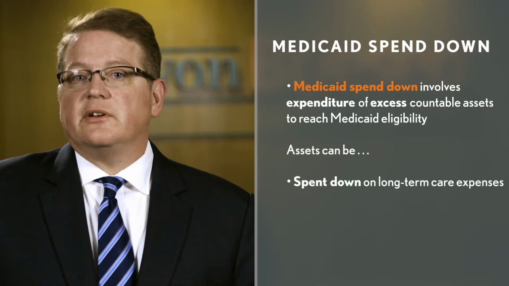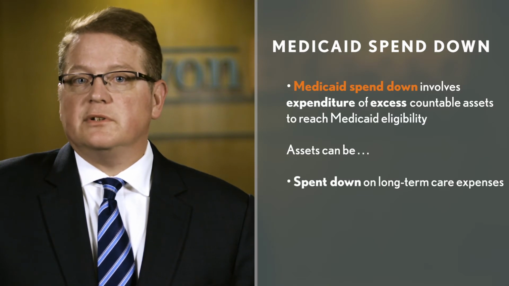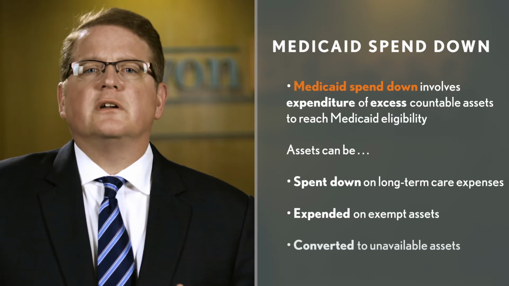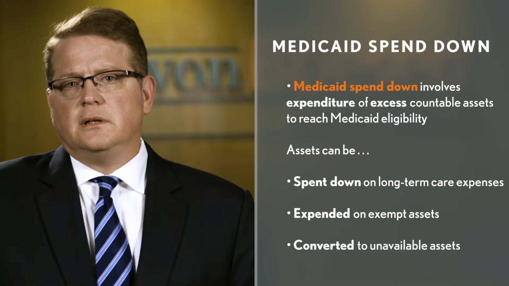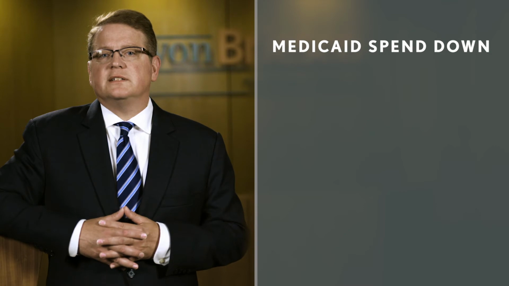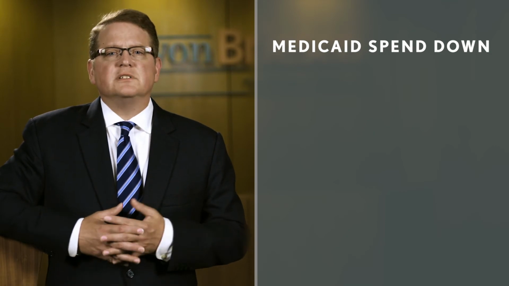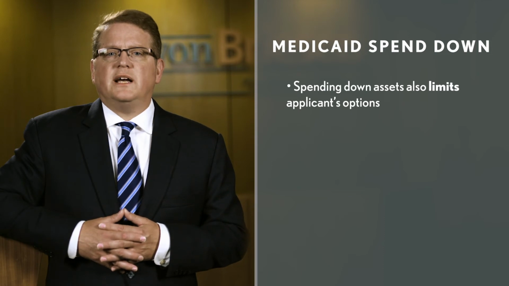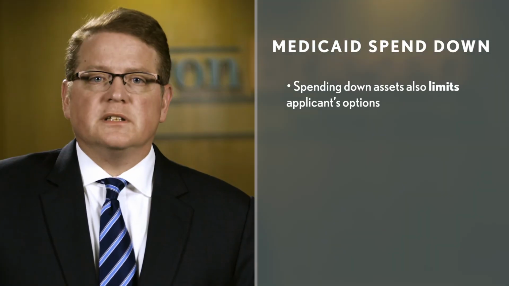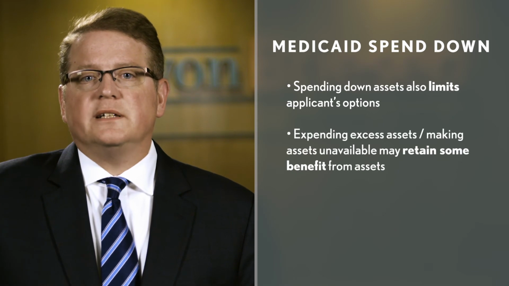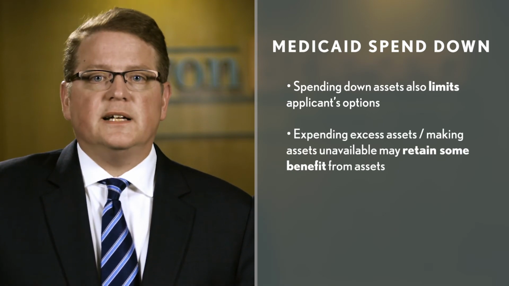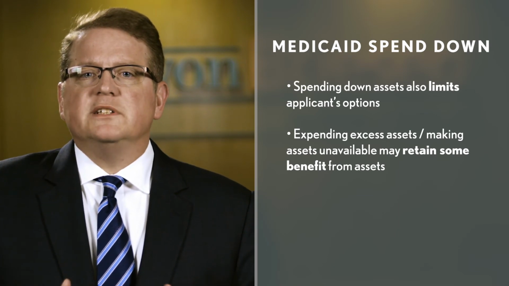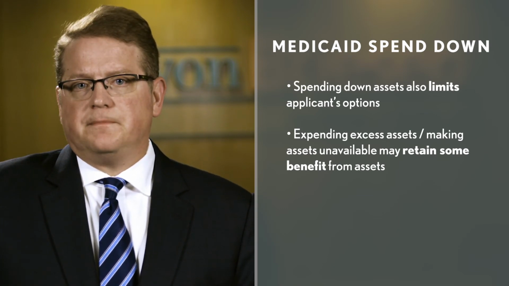Assets can be spent down on long-term care expenses, such as the cost of a nursing home stay, or assets can be expended on exempt assets or converted to unavailable assets. While spending all excess countable assets on long-term care expenses can result in Medicaid eligibility, this approach limits the applicant's options once assets are spent down. Conversely, expending excess countable assets on exempt assets or making these assets unavailable may allow the applicant to qualify for Medicaid while retaining some benefits from the assets.